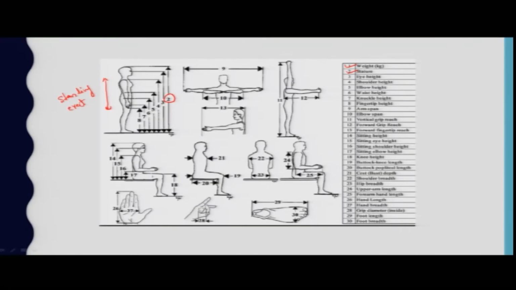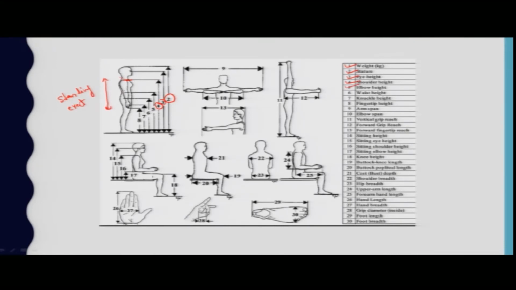So, in that situation, whatever the measurement taking place is known as stature. Third is eye height. Eye height is the vertical distance between the floor and the inner eye corner. Shoulder height is number 4. Shoulder height is the vertical distance between the floor and the outer upper point. Basically, this is the outer upper point of the shoulder blade.